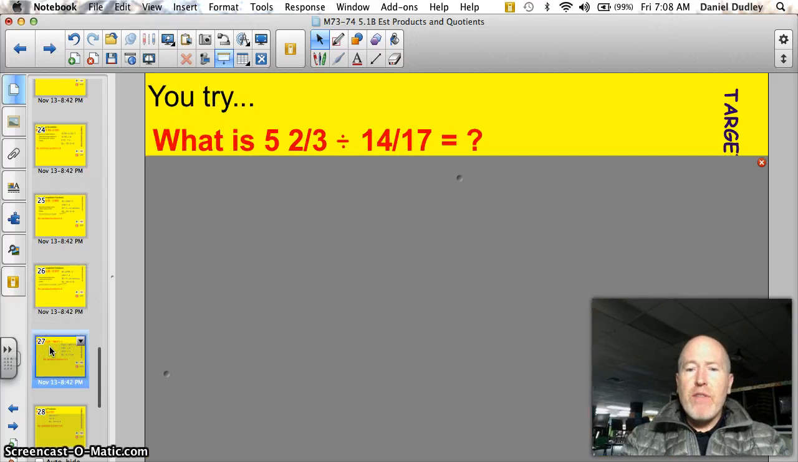All right, a couple other ones for you to try on your own here. What is 5 2/3 divided by 14/17? Go ahead and give it a shot. All right, let's take a peek.